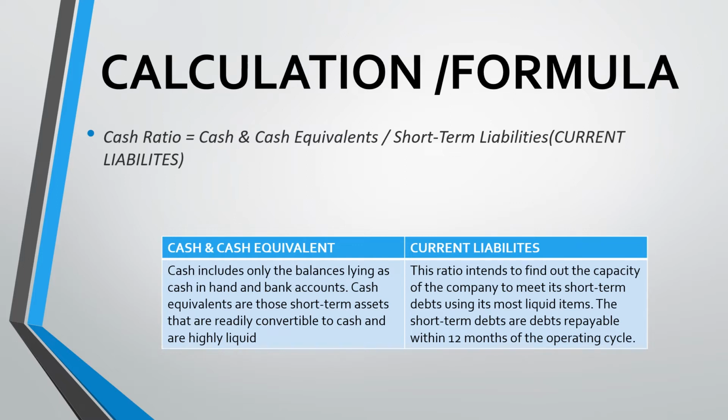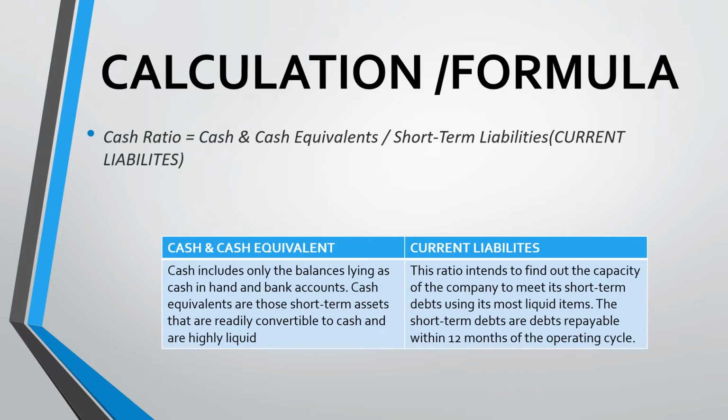The primary purpose is to include only those assets whose encashment is readily possible within a short time, say 3 months or so. Here, closing stock, debtors and miscellaneous expenses are not considered because they are not cash equivalents. Now, the current liabilities. This ratio intends to find out the capacity of the company to meet its short-term debts using its most liquid items.